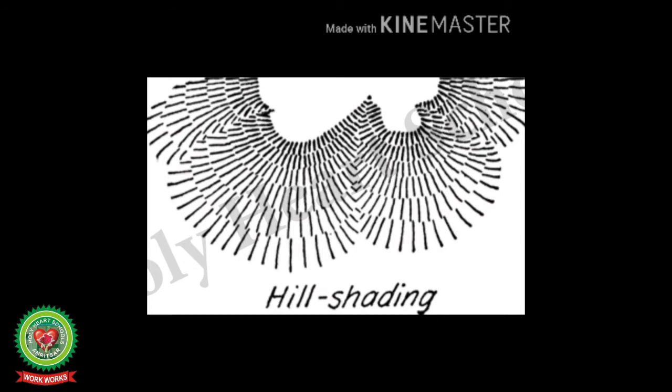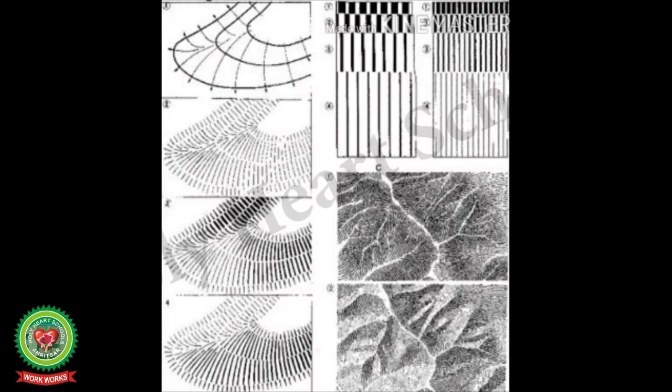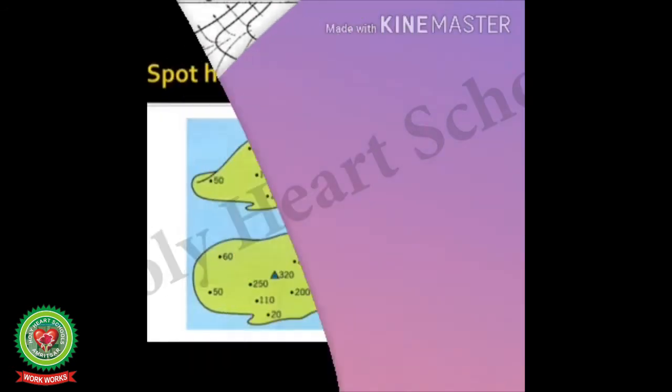Both the methods give a general idea of the relief of the country, but the disadvantages are similar to those of hachuring. That is, hill shading does not give an idea of actual height, and it is difficult to know whether a piece of land is sloping uphill or downhill.